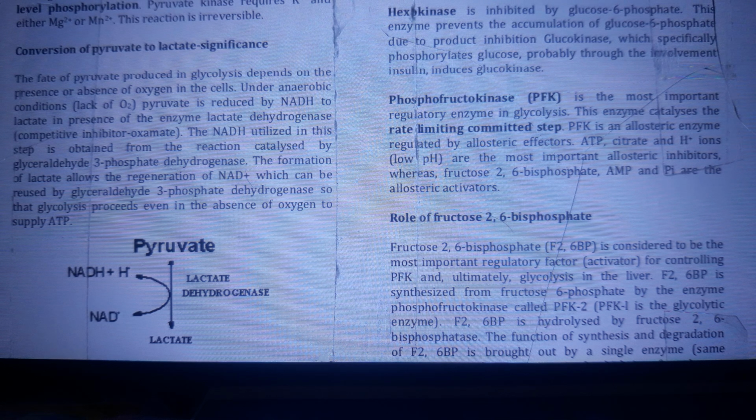The enzyme pyruvate kinase catalyzes the transfer of high-energy phosphate from phosphoenolpyruvate to ADP, leading to the formation of ATP. This step is also a substrate-level phosphorylation. Pyruvate kinase requires K+ and either magnesium or manganese. This reaction is irreversible. Conversion of pyruvate to lactate and its significance.